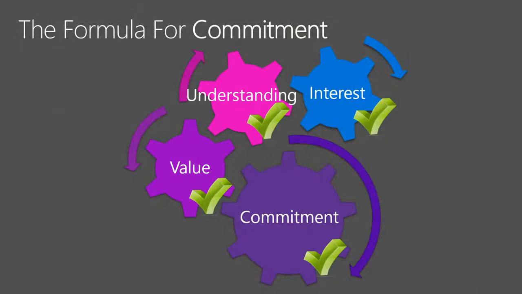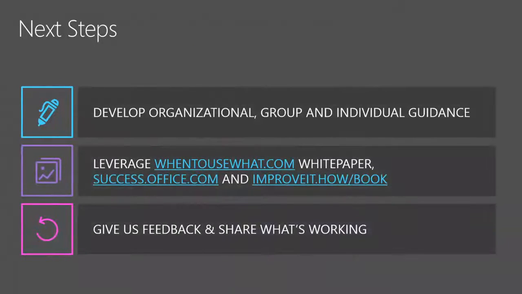So we've talked about the formula. Interest, understanding, value leads to commitment, and you need to have all three of those to get there. So what we're going to do now is just summarize next steps. You want to develop guidance. In the white paper, we have quite a bit more. Use that as a starting point and develop organizational guidance, develop group or champion guidance, and develop individual guidance.